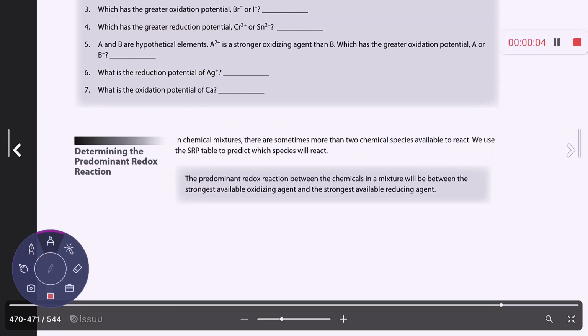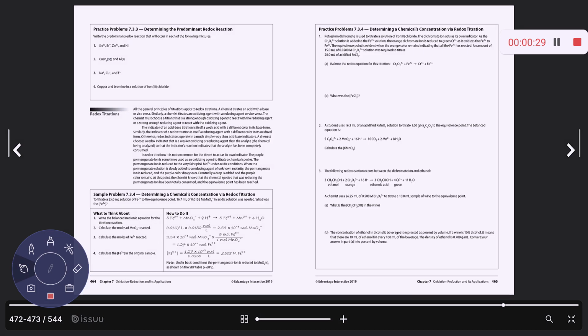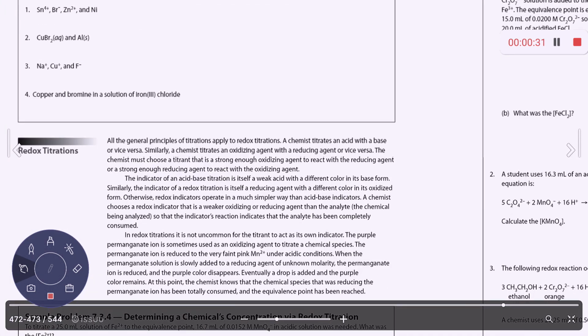Okay, I'm going to do a practice problem where we combine some things, then you have to decide what the predominant redox reaction will be. And this is really easy to figure out. You look at the strongest available oxidizing agent and the strongest available reducing agent. It's kind of logical. Okay, turn to the next page. And it's all based upon where they are arranged on the periodic table. Okay, or not the table, but the SRP table. So turn here to the practice problems.